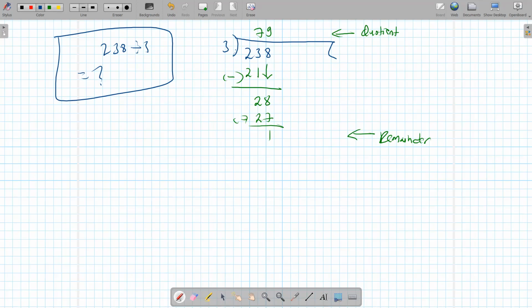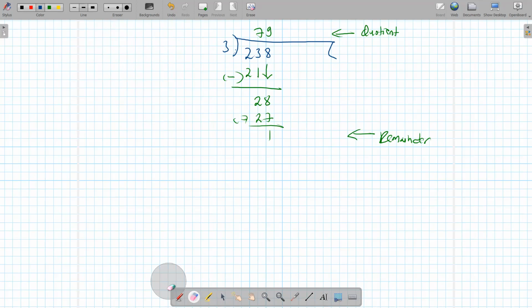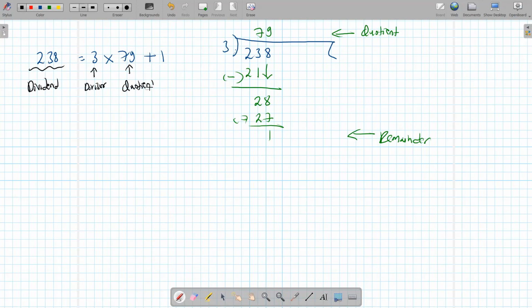So therefore, what we can say here on the side is that 238 is equal to 3 times 79 plus 1. This is what you call your dividend, whatever you're dividing. And whatever you're dividing by is called the divisor. This is your quotient, the thing that goes up top. And the thing on the side, the leftovers from last night's pizza party, is the remainder. So those are some terms.